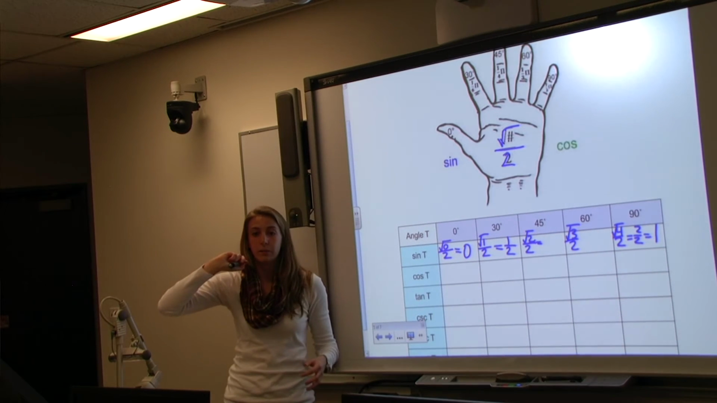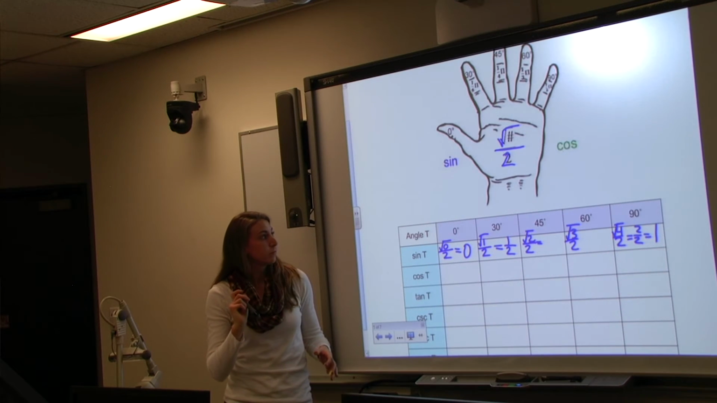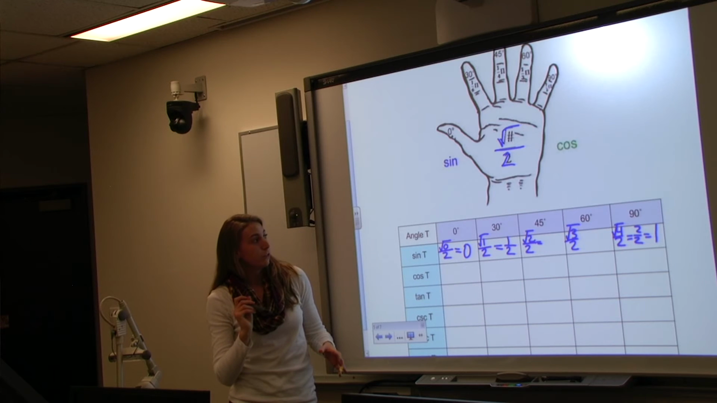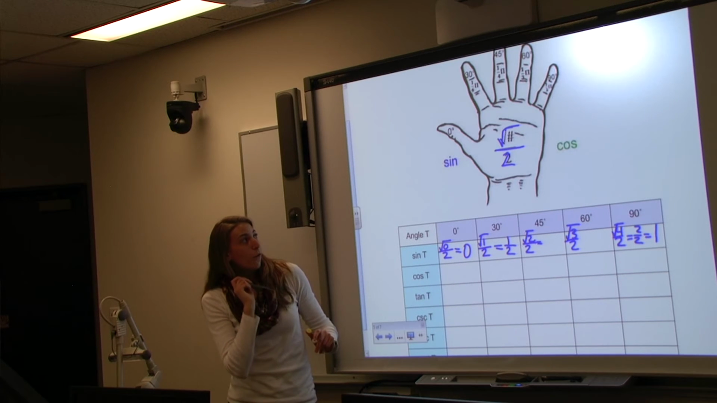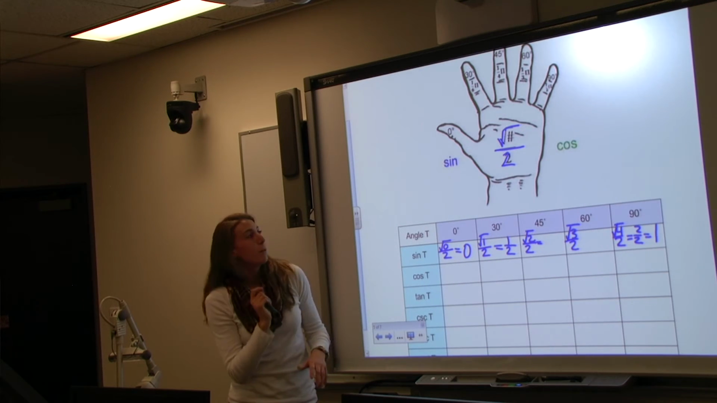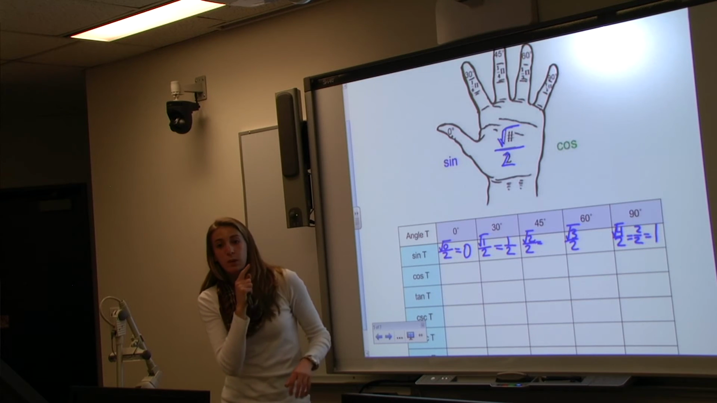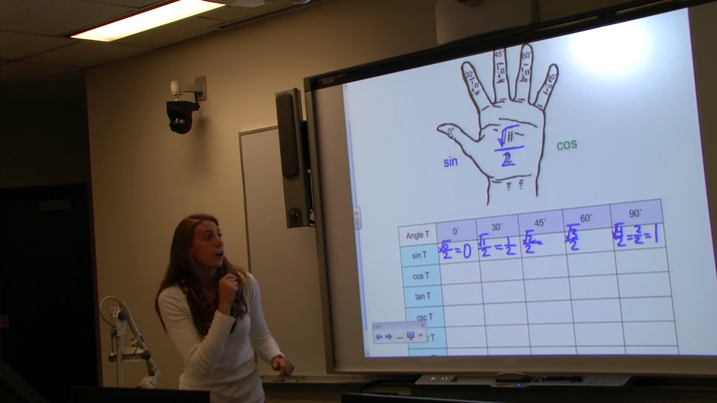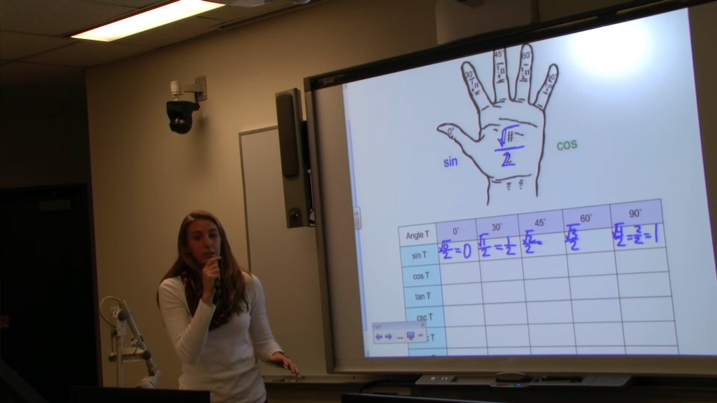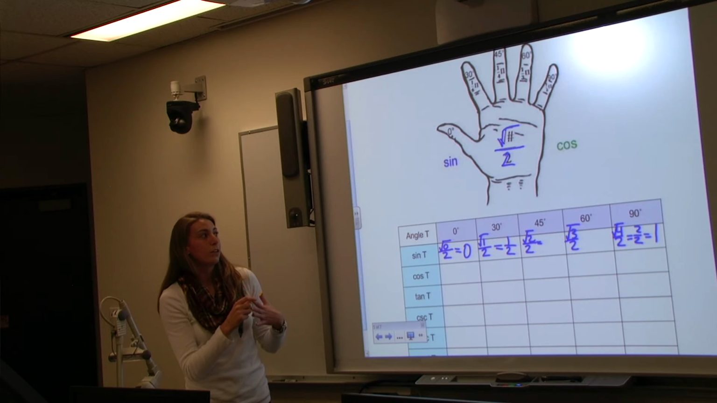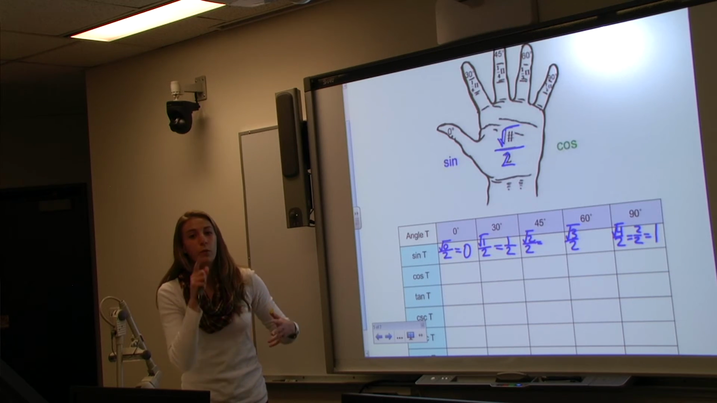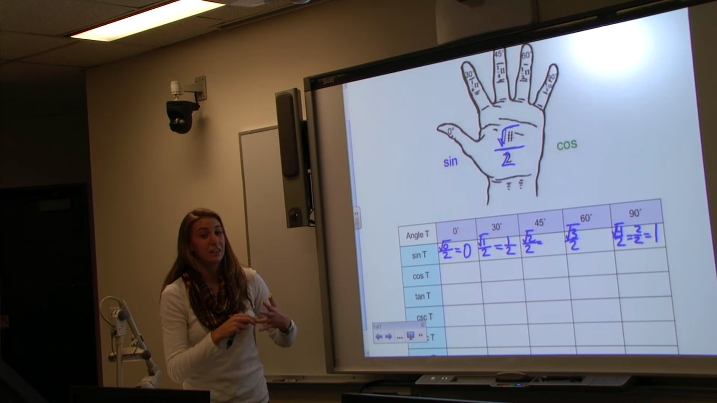What was your question back there? Why are we dividing by 2? Well, we're going to work on this next lesson, but this all corresponds with right triangles, and the way they're set up, you'll see how they're divided by 2. But we're going to work on that tomorrow. Is that okay? Can you wait for that answer? Okay, perfect.